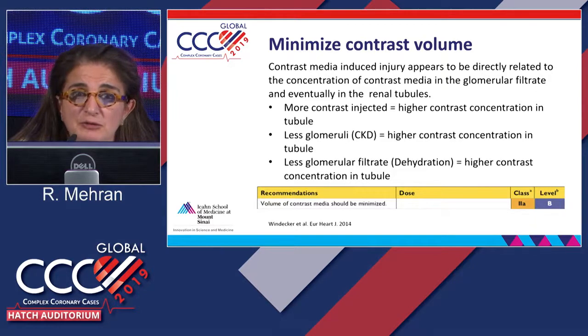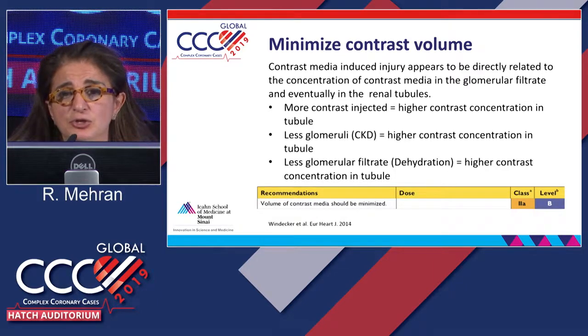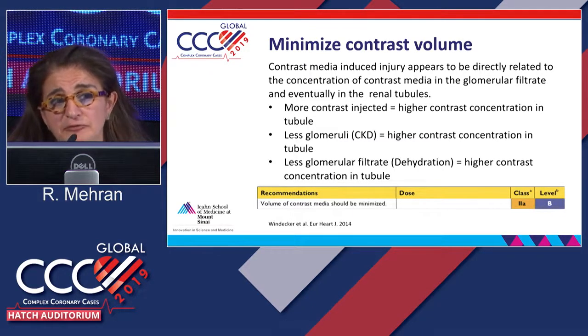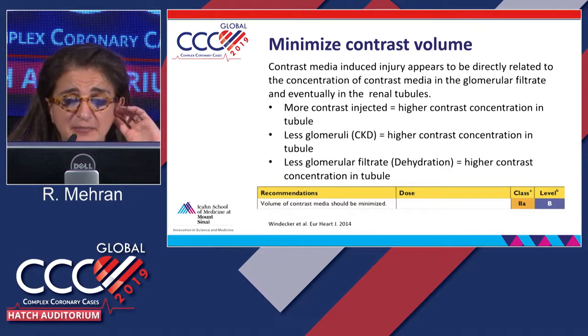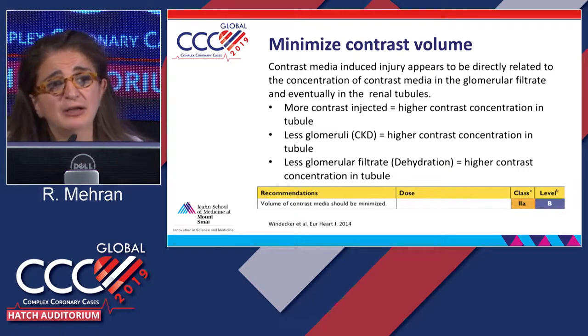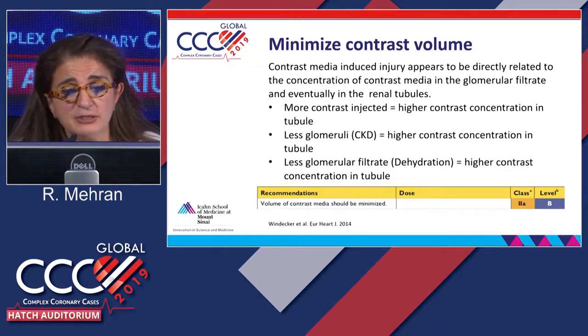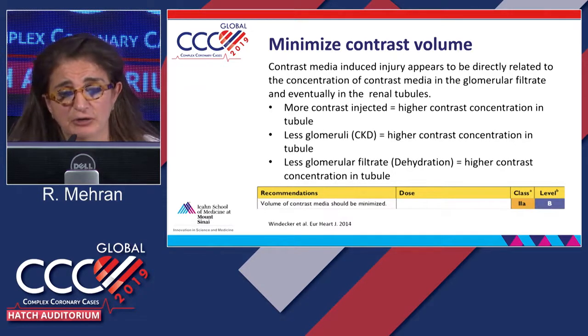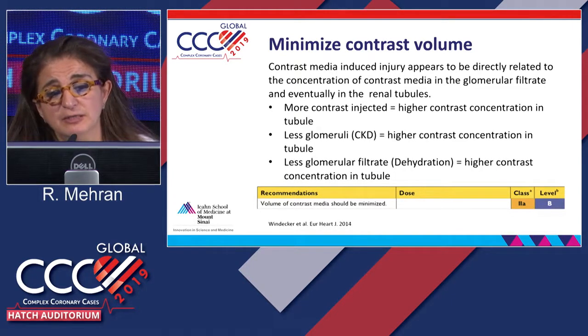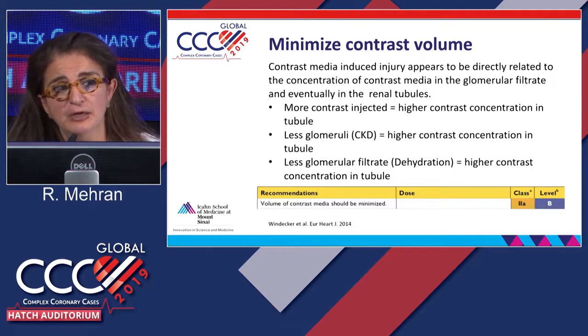Minimizing the contrast volume is another one. Very, very important, good evidence showing that there is a linear relationship. The higher the volume, the more contrast media, especially when the risk of a patient is high. So the reason for this, there have been some pathobiological studies that have been done, and a lot of it has to do with having a higher concentration in the tubules, and of course, if you have a low GFR, that concentration doubles almost every time there's low GFR. And then, of course, if you have a dehydrated state such that there is less glomerular filtrate, you're really going to have even a higher risk.